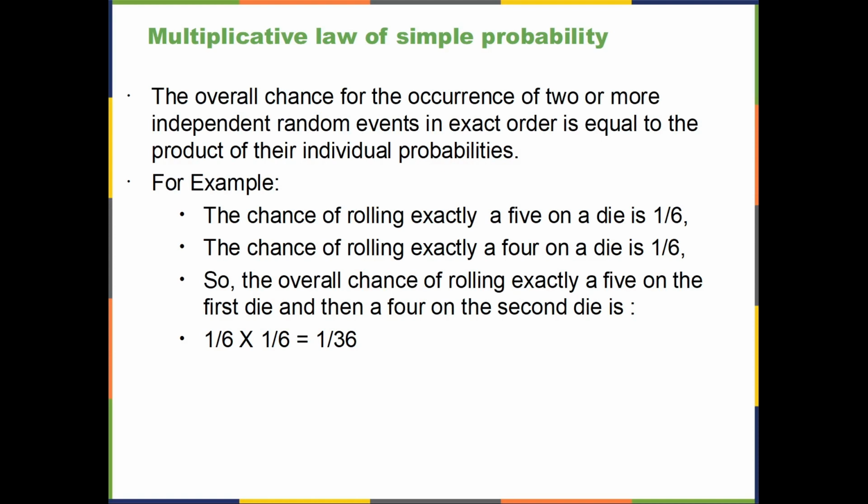It's 1/6 you're going to get the 5, right? And then of those 1/6 of all your rolls, 1/6 of those rolls will also be a 4. You'll get a 4. So you multiply them, so it's 1/36. So it's 1/6 of 1/6, which is 1/36. All right. So the overall chance of the occurrence of 2 or more independent random events in exact order is equal to the product of their individual probabilities.